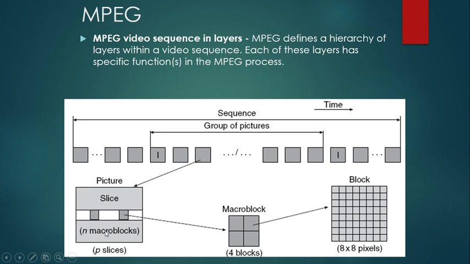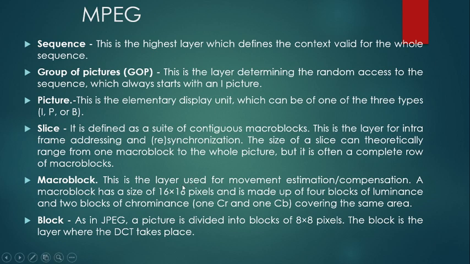Then we come to the macro block. Here, in the macro block, we will be performing the operations of motion compensation, motion estimation, etc. A macro block will generally be represented as such. And for further decomposition, we consider the block of 8 cross 8 pixels, where the DCT is going to take place. So slice, macro block and block.